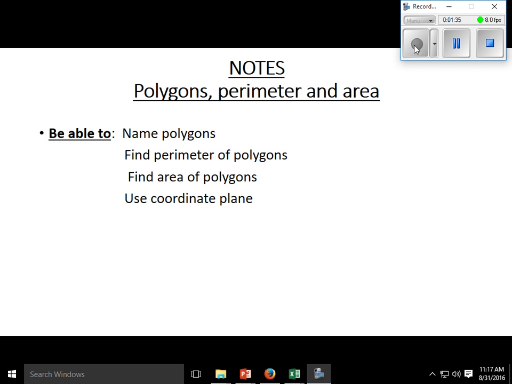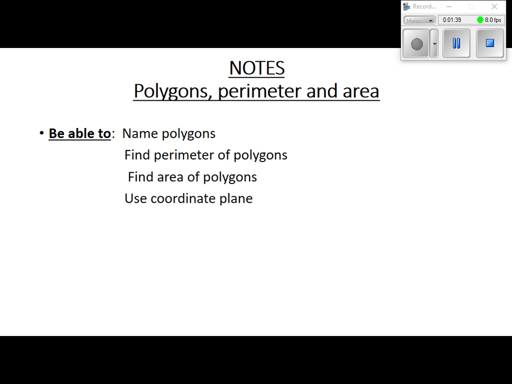Be able to use the coordinate plane. We've been doing that the whole year, so that shouldn't be anything new.